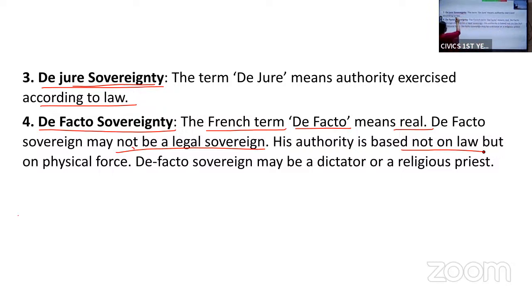See, the difference between de jure and de facto is that in de jure he possesses the power according to law, but in de facto he does not possess the power according to law, but he acquires the power by force. The example we can take is dictators or religious priests. In olden days, the kings were advised by the religious priests, and many times these religious priests possessed the sovereignty.